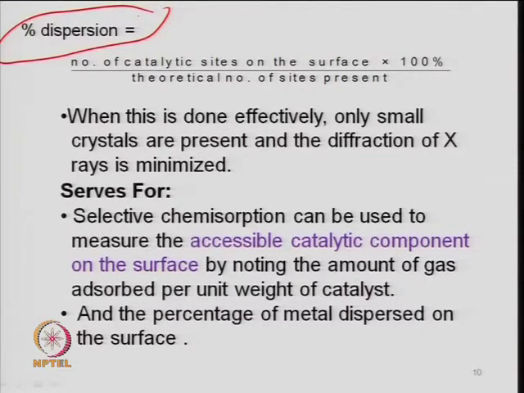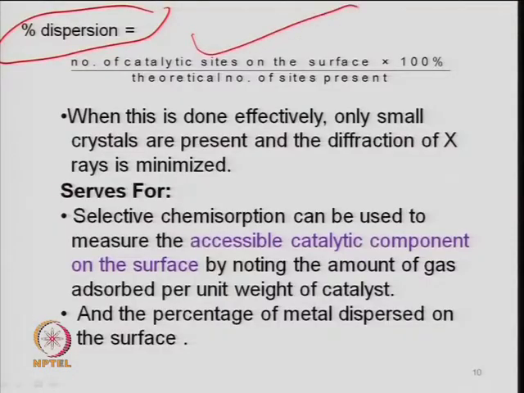So, you get it confirmed from some chemical methods. ICP is one; atomic absorption spectroscopy or a UV spectrophotometer can also be used to find those. So, that is your theoretical metal concentration. The actual concentration is related to the catalytic activity. So, the number of active sites on the surface are the sites which will be responsible for catalytic activity.